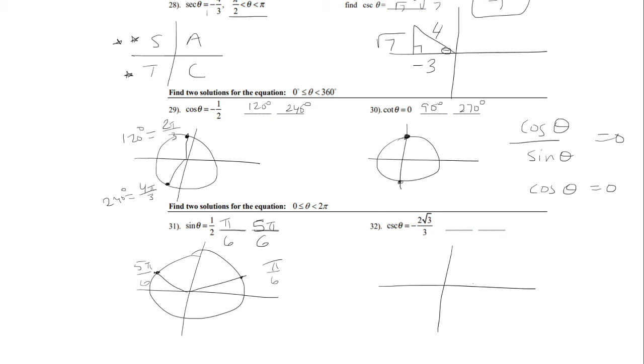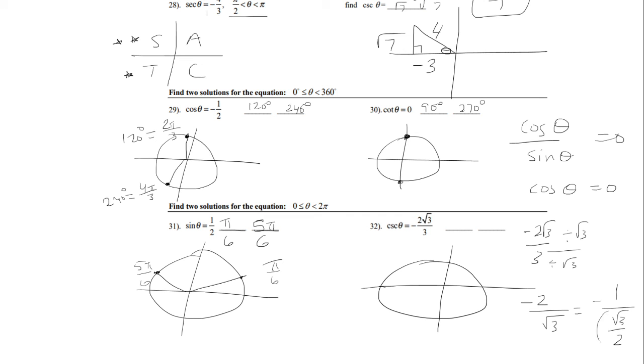When is cosecant equal to negative 2 root 3 over 3? Well, think of this as sine being negative, and that's going to be in the third and the fourth quadrant. Another thing to notice is negative 2 root 3 over 3. If I divide top and bottom by root 3, I do get negative 2 over root 3, which is really 1 over negative root 3 over 2.